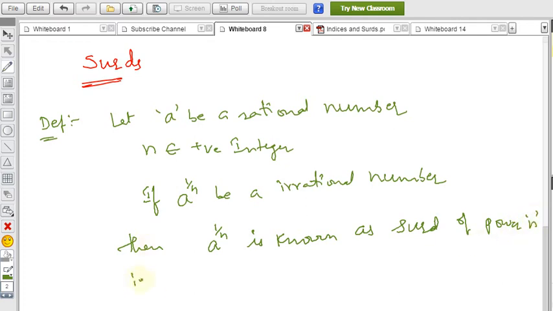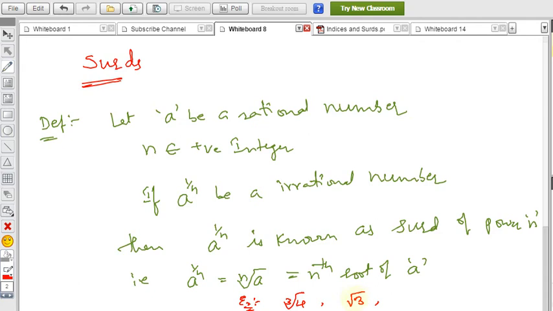So a to the power 1 by n, I can write as nth root of a. Let us see the examples. For example, cube root of 4 or square root of 3, because square root means power 1 by 2. Now fourth root of 5 means 5 to the power 1 by 4. So any number we can write in this way.